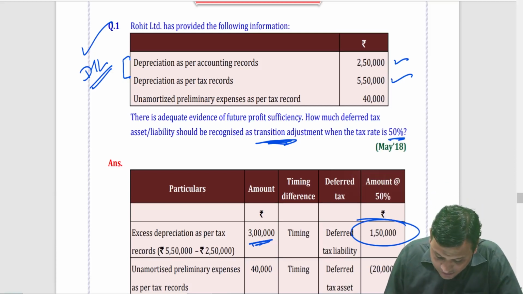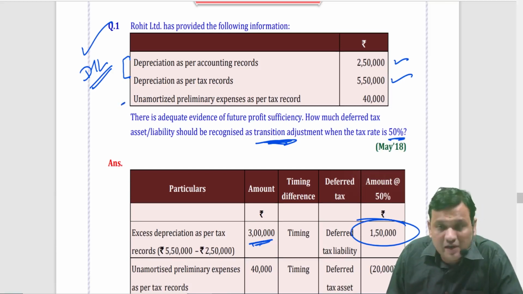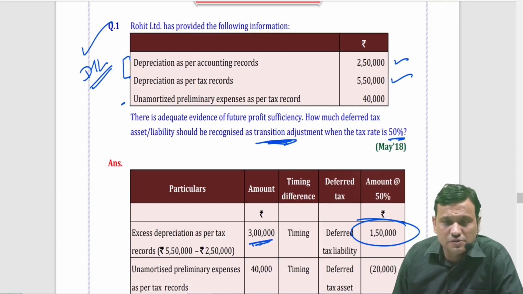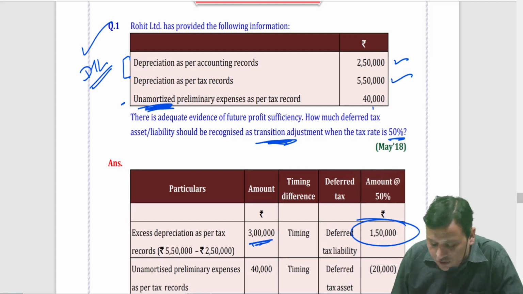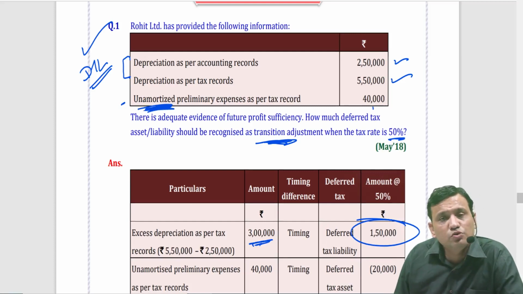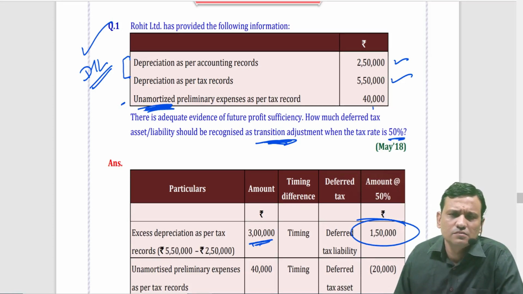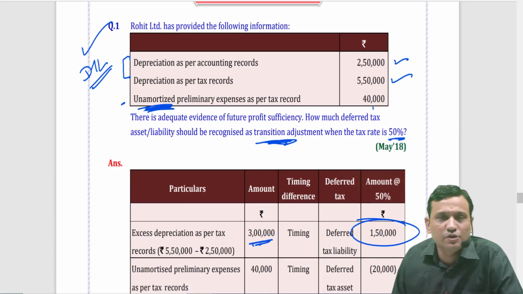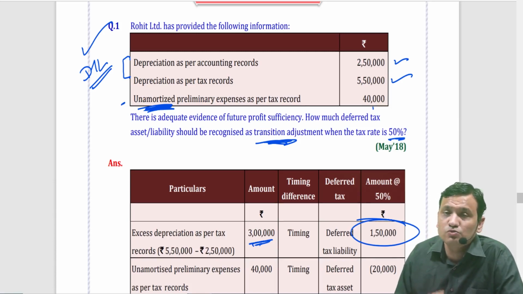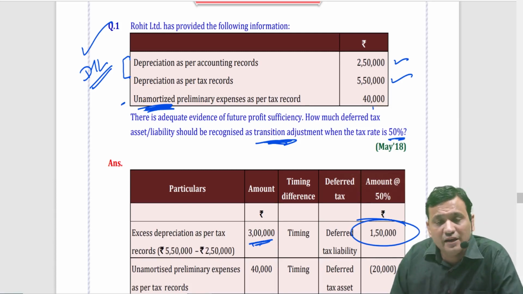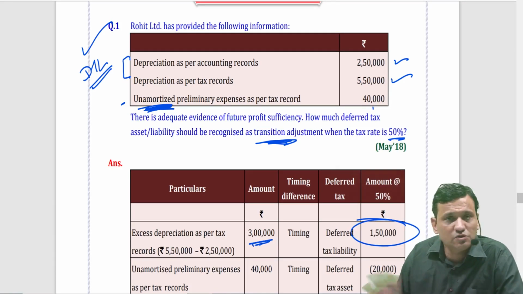Now the second stuff, unamortized preliminary expense as per tax records, 40,000. Unamortized means the amount is not yet written off. My dear students, don't you think as per accounts we write off the amount immediately? Preliminary expense can never be deferred. It is compulsory to be written off in accounts. So in accounts, what is happening? 40,000 will be there in P&L of accounts. In tax, 40,000 will not be there. This amount is not written off.